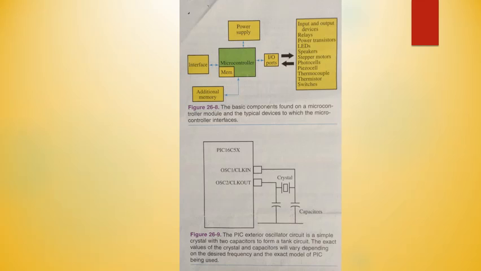Figure 26-9. The advantage of using a separate oscillator circuit is that it can produce a number of frequencies rather than a fixed frequency. By having the ability to produce a wide range of frequencies, a microcontroller can match the frequency required of a large control circuit in which it may be embedded.